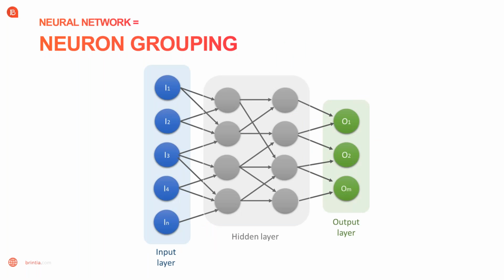Neural network, neuron grouping. Once the behavior of the neuron is defined, a neural network is a grouping of neurons. In this structure, you can see hidden layers. The layers allow the representation of a non-linear function. In these layers, as the system continues learning, they are able to eliminate some links they don't consider relevant.